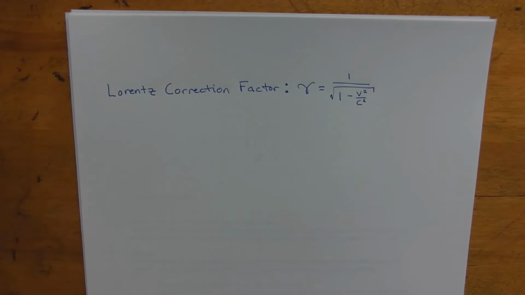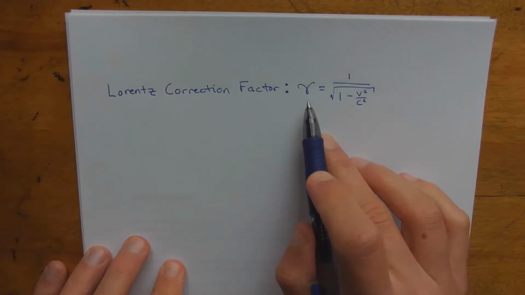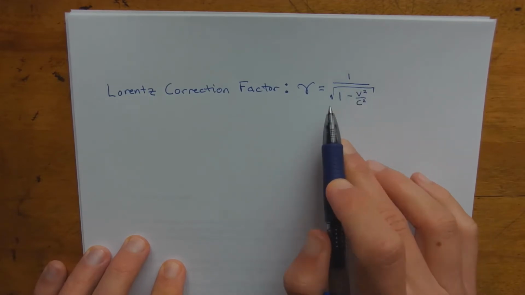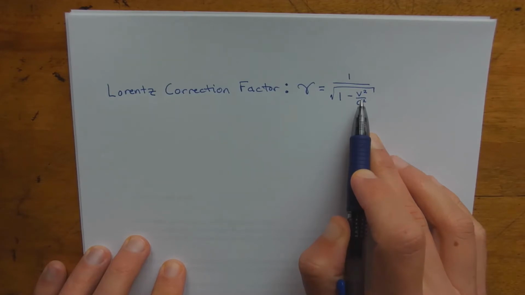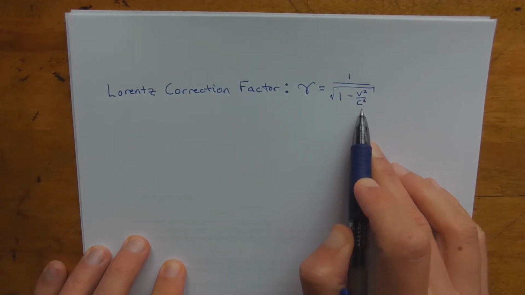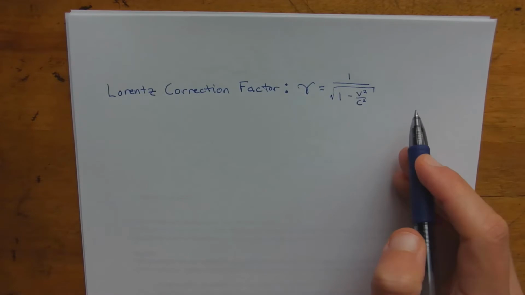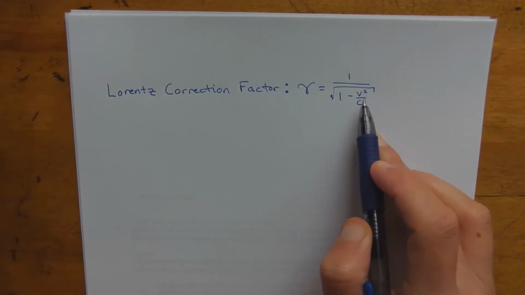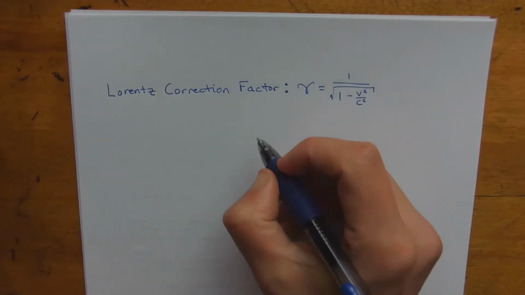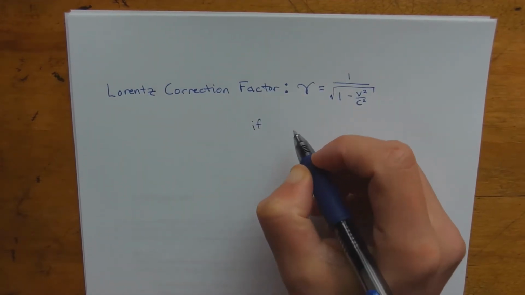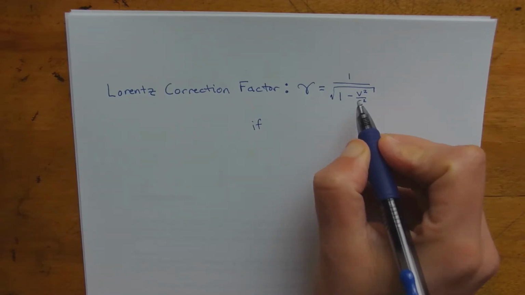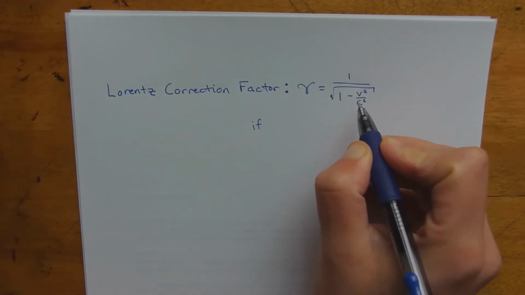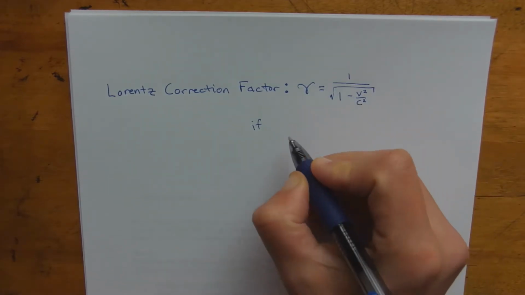Okay, so we have the Lorentz correction factor, gamma, and it is equal to 1 divided by the square root of 1 minus v squared over c squared, where v is the speed of the object and c is the speed of light. The smallest value that you could have for v is 0 if the object is not moving. So it's being squared. You just use the speed of the object, not the velocity of the object, so it doesn't matter whether the velocity is in the positive direction or the negative direction.